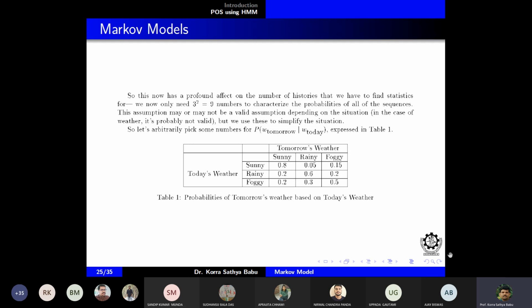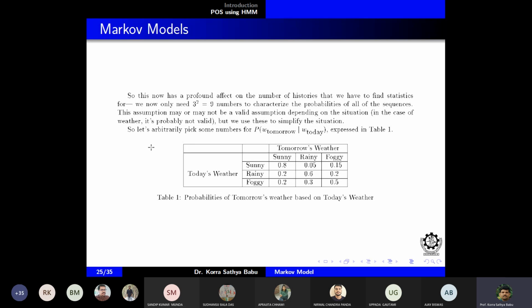Now let us see how many histories we are interested in. It can be 3 power 2, that is 9 numbers, to categorize the probabilities of all the sequences. This assumption may or may not be valid depending on the situation. Now we will use a simplified model here, just with an example.